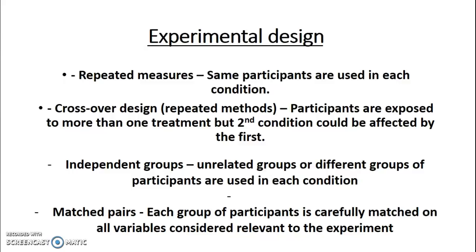So it's the same people doing the same thing twice, but however, if they've done it the first time, this could affect them in the second one as they've already done it and could predict what's going to happen or know what's going to happen. Independent groups is unrelated groups or different groups of participants used in each condition, so it's just 2 separate groups doing 2 different types of things and not swapping over. And then the final one is matched pairs, so each group of participants is carefully matched on all variables considered relevant to the experiment, so they're actually put in a specific one depending on their traits and characteristics.